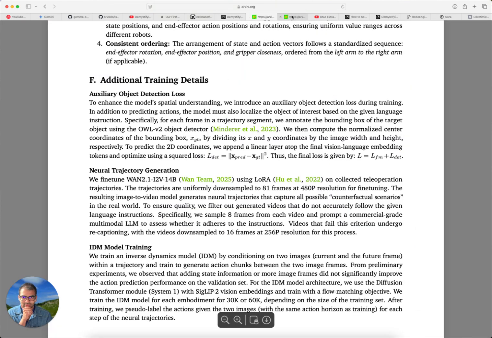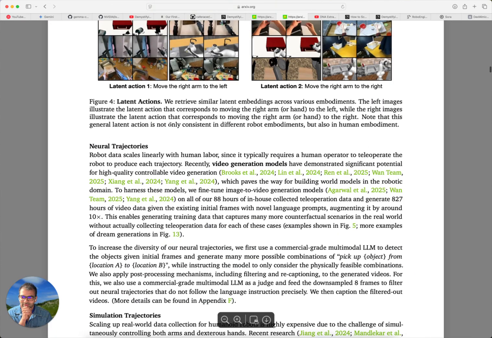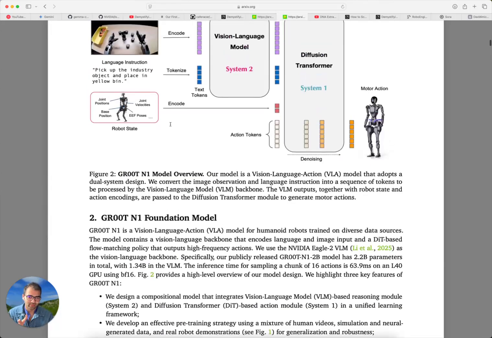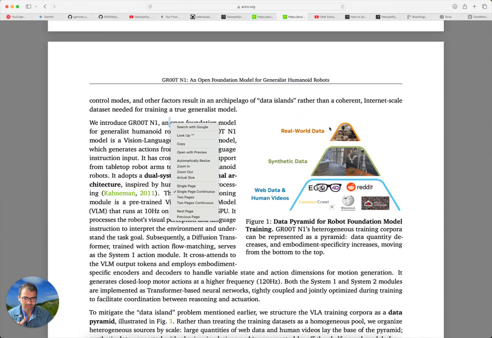The first thing is how they use the human videos, the human demonstration videos. If you look at the data pyramid in the paper, they have three parts here. One is the real robot data, one is the synthetic data, and one is the web data, the whole internet data.